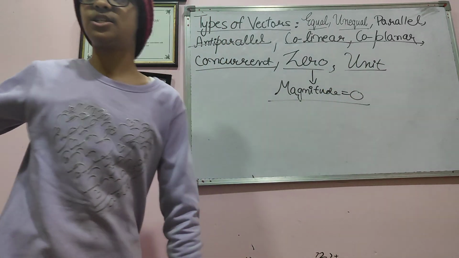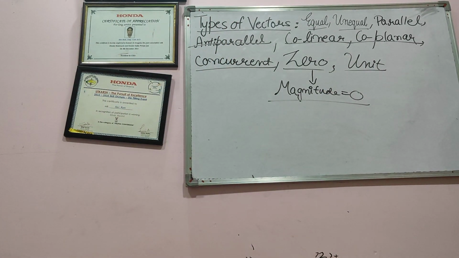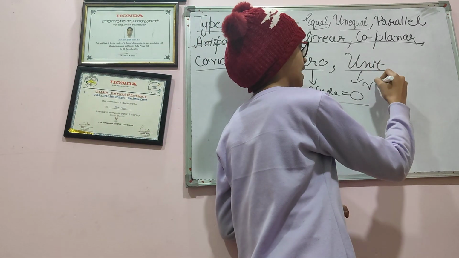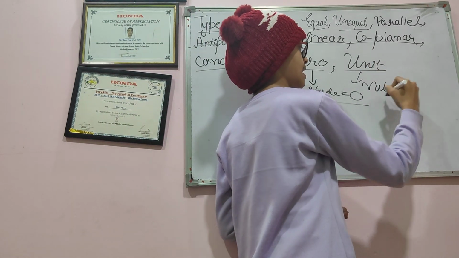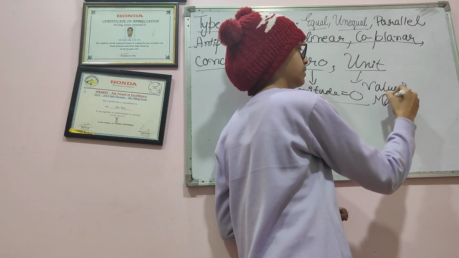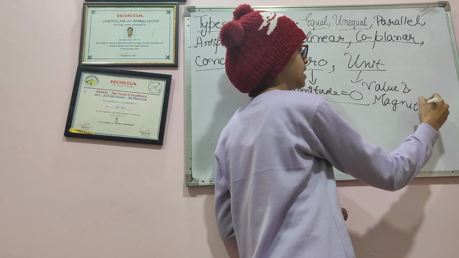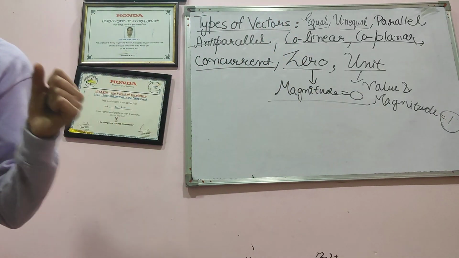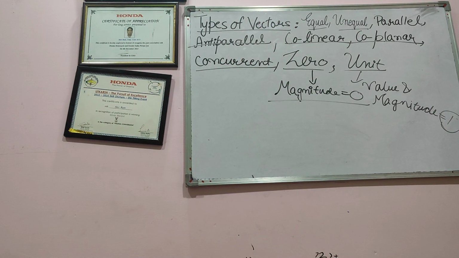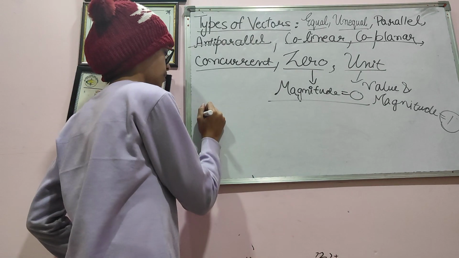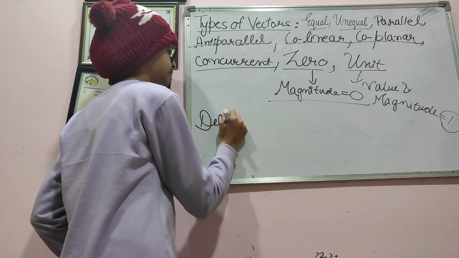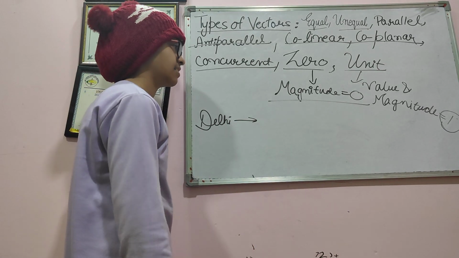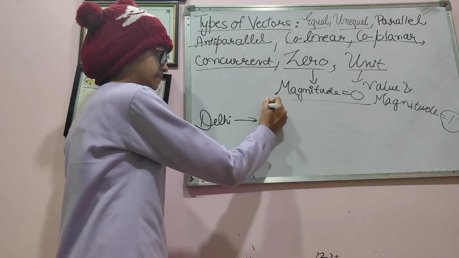What is a unit vector? When the value and magnitude, both mean the same thing, when the magnitude is 1, it is called a unit vector. Okay. Example, like I go from Delhi to, let's take an example, Kota.